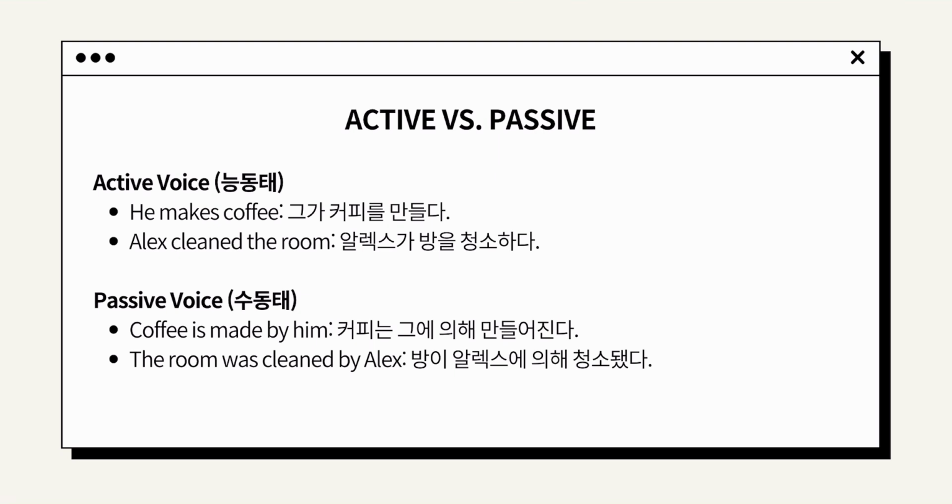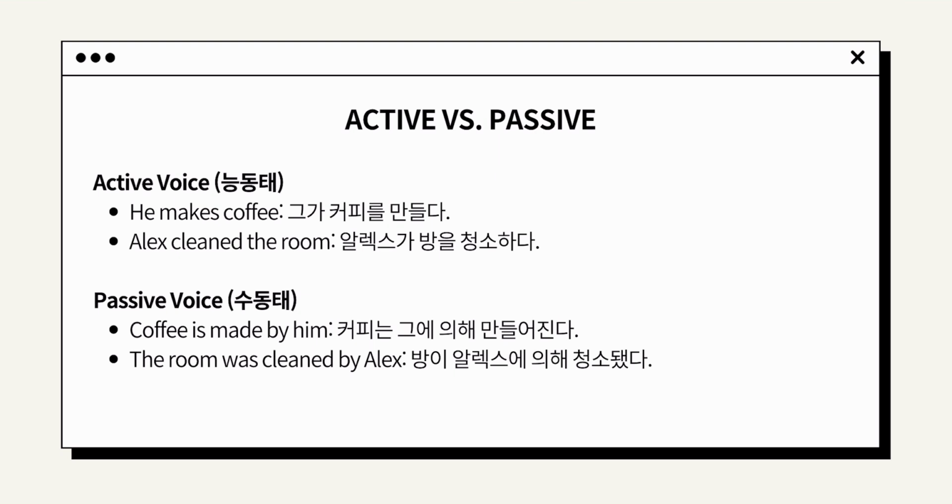Here we have: he makes coffee, and Alex cleaned the room. First, for he makes coffee, we move the object, coffee, to the beginning of the sentence, and we make the verb the passive verb, which is made, and then we add by, and we change he to him, and he here is the 주어. The same was applied for the second sentence. It says Alex cleaned the room, which is 알렉스가 방을 청소하다, and then we move the object, the room, to the front, and we say: the room was cleaned by Alex.